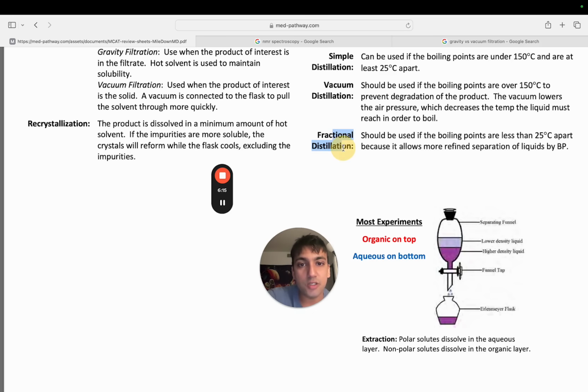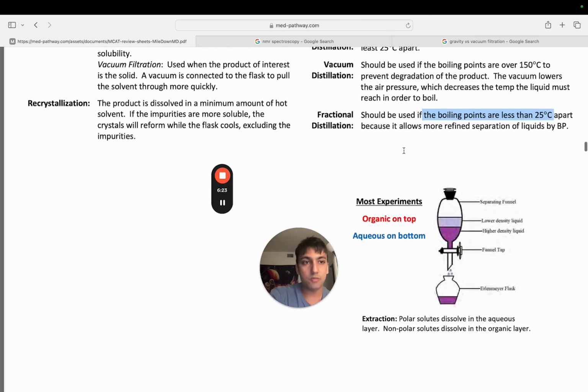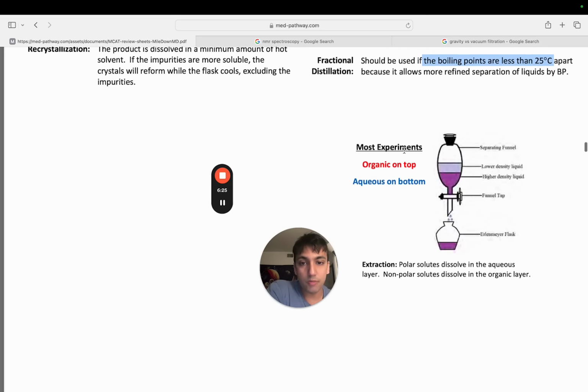And then there's fractional distillation. This is used when the boiling points are less than 25 degrees apart, because it's basically a way to allow more refined separation of liquids by the boiling point. Because if they're only like 10 degrees apart or so, you need to use something more refined, like fractional distillation.